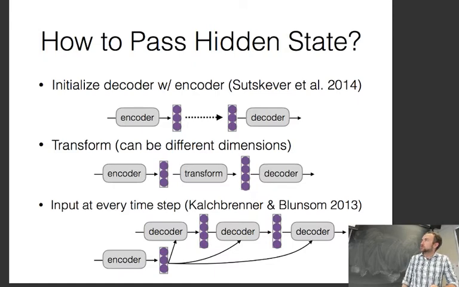In general, most models that you use nowadays use some combination of the second one and the third one. And then the third one, when they do the third one, they use something called attention, which we'll talk about next time. So usually you both initialize, maybe using a transform of some sort, and you consider the input at every time step. Okay.